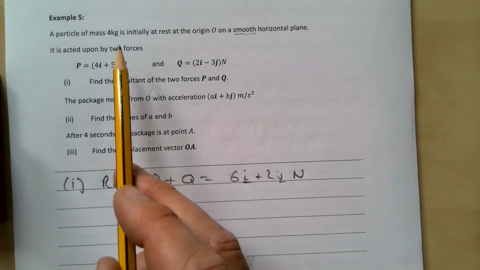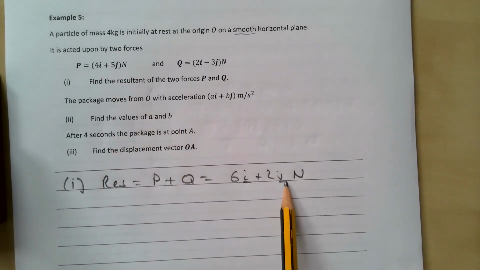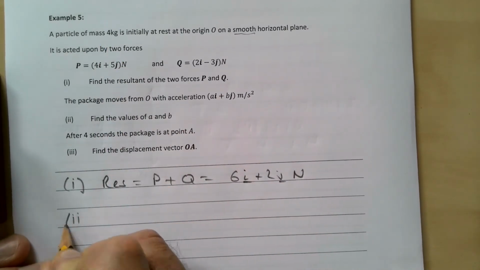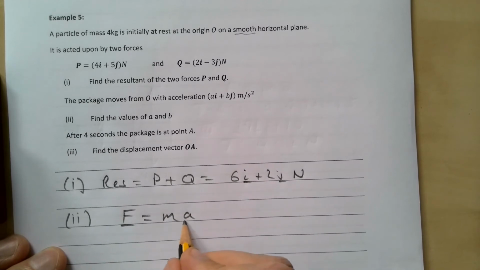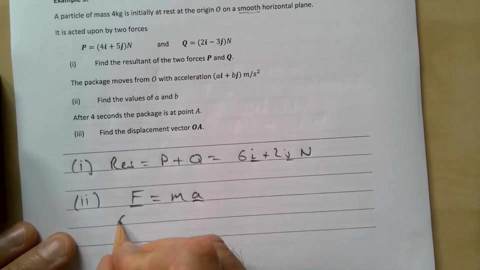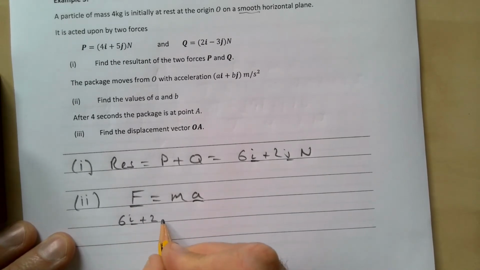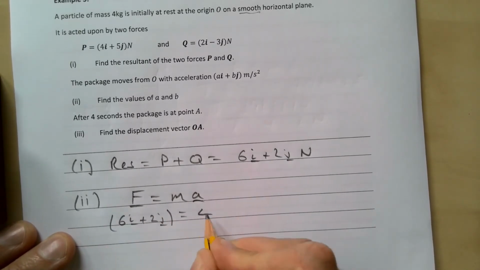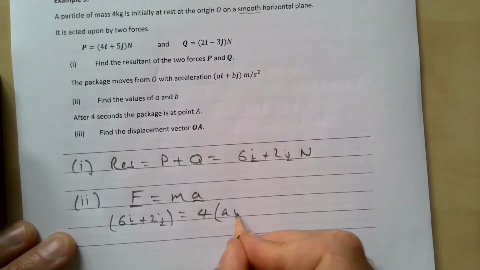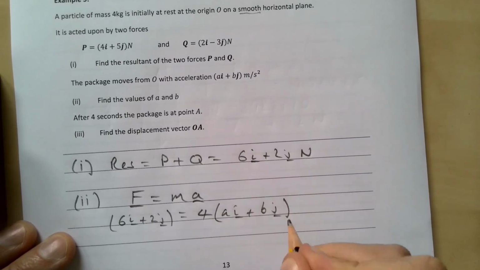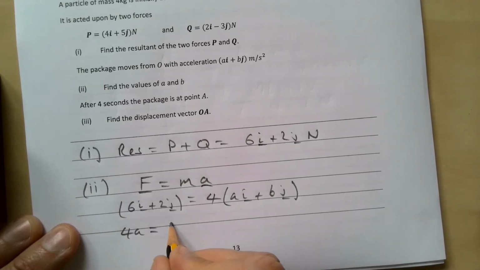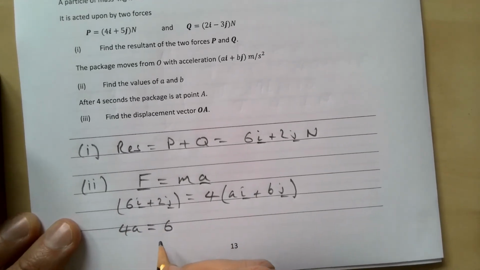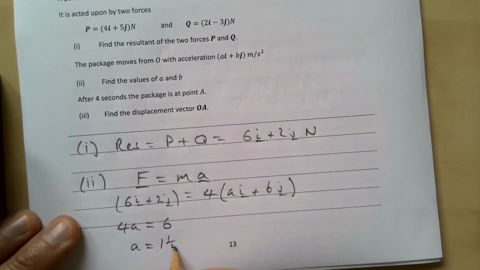So what's happening? The package is 4 kilograms. There's the force acting on it, that's the F, and we know our m, and this is our a. So we're going to set this up then. F equals ma. That's a vector. So 6i plus 2j equals 4 times ai plus bj. 4a is 6. Do you see where I'm getting that from? I hope so. So that means you can see this okay. a then must be 1.5.